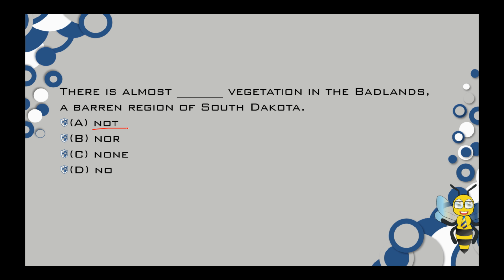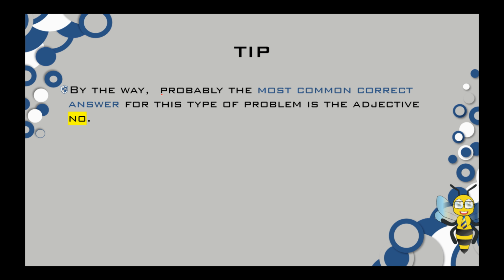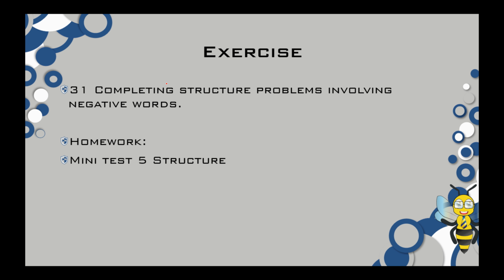Now, in this case, if we use not, you know that it should be isn't or is not. If it were not, it would be here, not here. So that is correct. It's no. By the way, probably the most common correct answer for this type of problem is the adjective no. In the TOEFL exam, if you are not sure, the recommendation is to always choose no. If you don't know, choose no. Remember that we should always guess in the TOEFL exam. So for this, we have an exercise, which is completing structure problems involving negative words. And here we're done. We're finished with the structure.